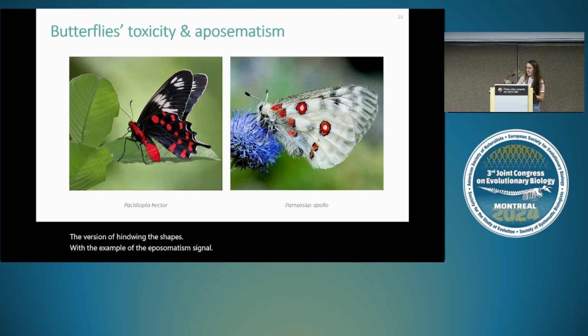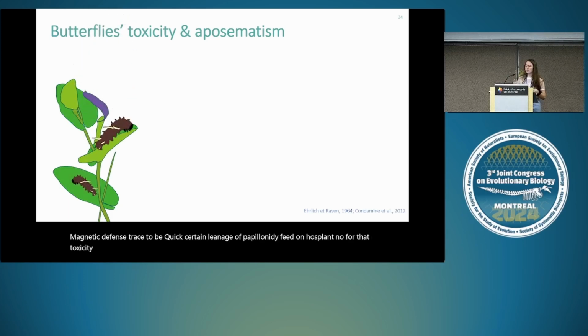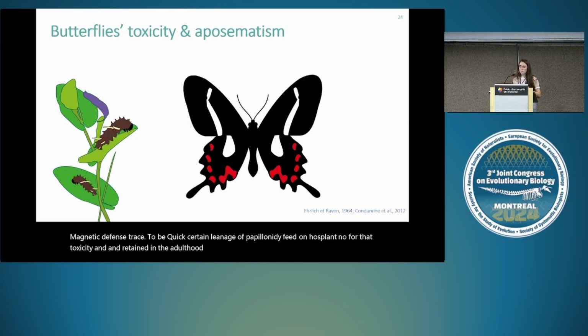As we can see, in Papilionidae, there are a lot of species displaying many different traits. To be quick, a certain lineage of Papilionidae feed on host plants known for their toxicity, and the toxins are sequestered by the caterpillar and retained in the adult stage. And many of the species have aposematic coloration patterns, making them particularly recognizable to predators.